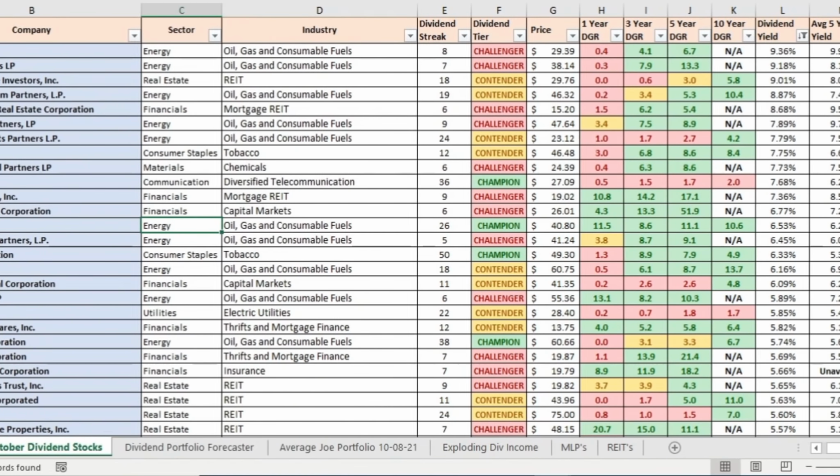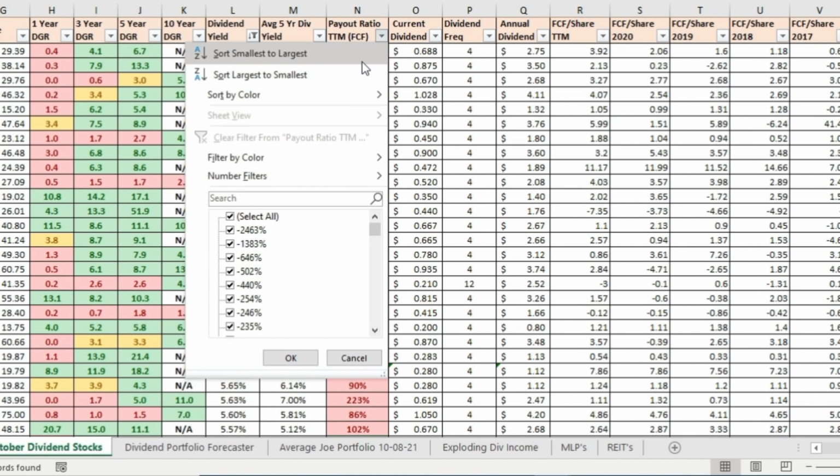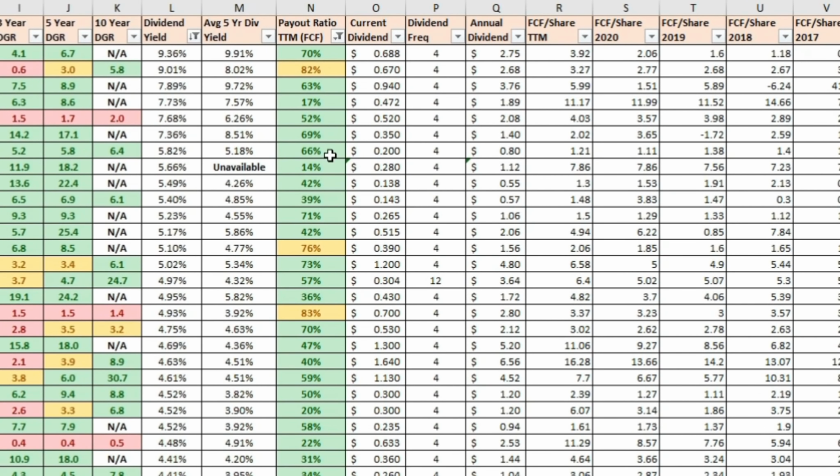Next step, we're going to move over here to the payout ratio. Now remember, in general, what we want to do here is have a payout ratio less than 75%, though I'm open to going up to 85% if it's a dividend stock that's been raising its dividend consistently for at least 10 consecutive years, and if we can see over here that the free cash flow per share is consistent historically. So we're going to filter by less than or equal to 85%. Okay, so we've done that now.